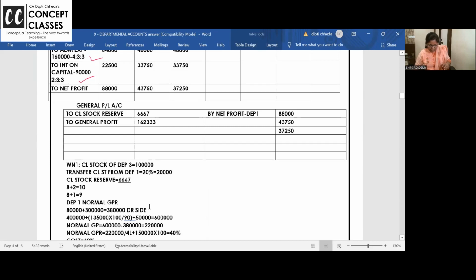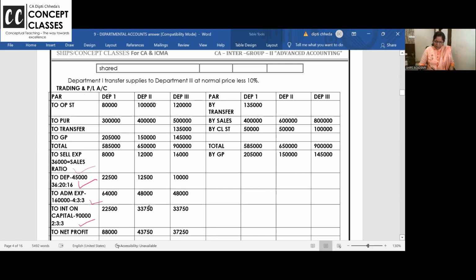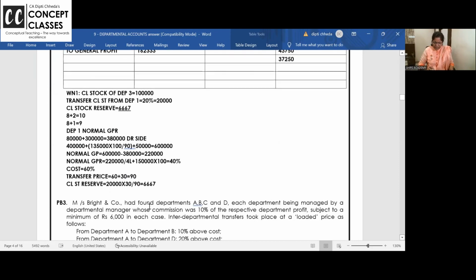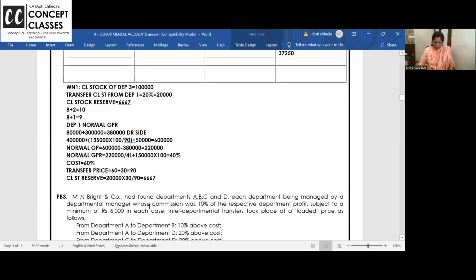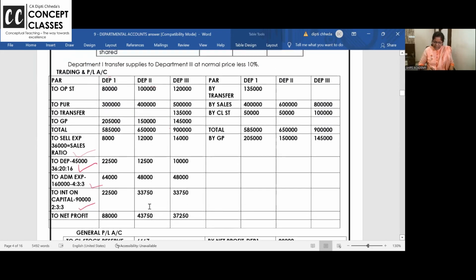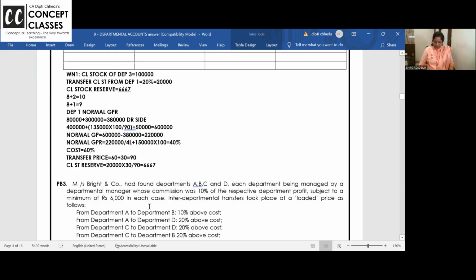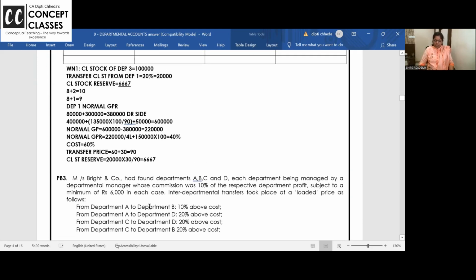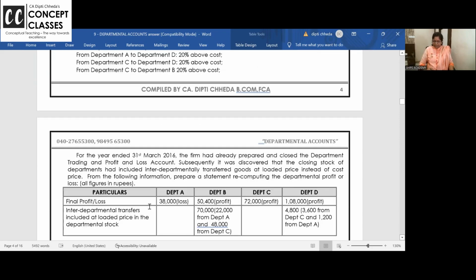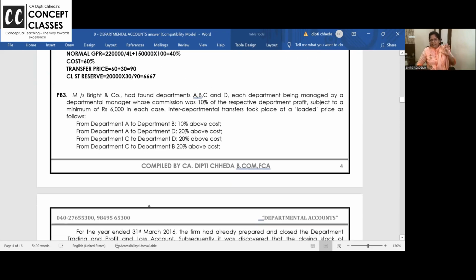Right? So like this we have now department 1 transferring to 2, 2 transferring to 3, like that. If they have, then you have to check the stock reserve entries. Here only transfers are there in department 3, coming only from department 1. So department 3's closing stock will have the loading. Okay? Right. So nothing much to explain.